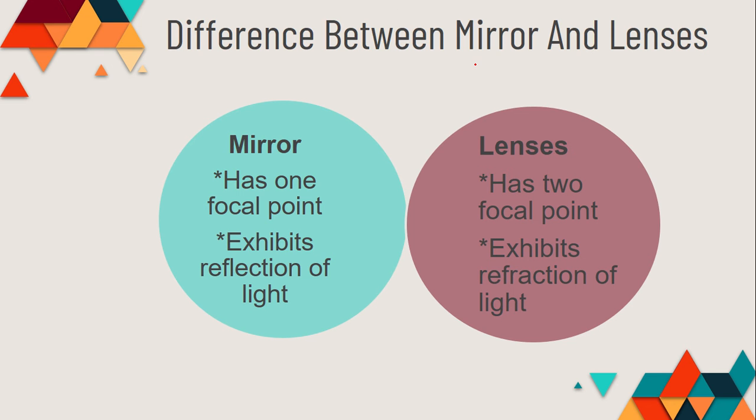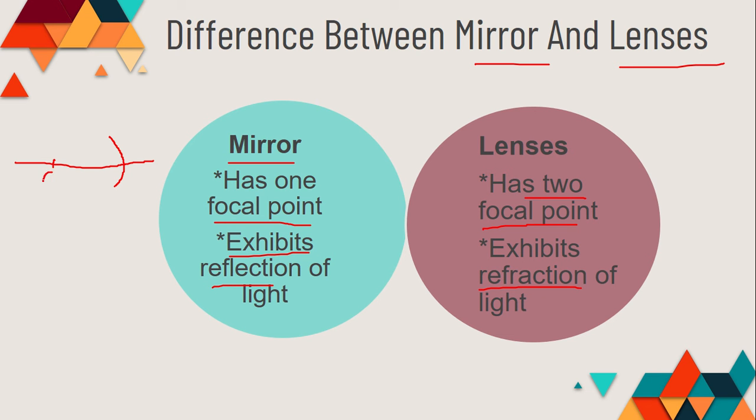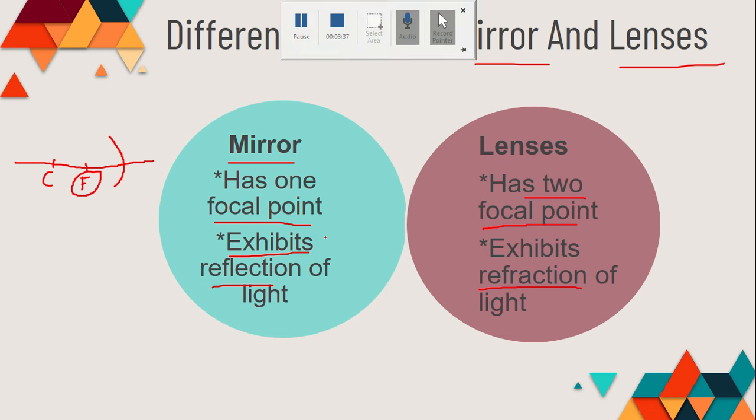Now, what is the difference between mirror and lenses? So ano ba pinagkaiba nila? Mirror has one focal point, while lenses has two focal points. Mirror exhibits reflection, while lenses exhibit refraction. So mirror, di ba, sa ating ray diagram, we have the principal axis, we have for example a concave mirror, meron tayo ditong center of curvature, and we have the focal point. Makikita nyo dito, we have one focal point lang. It exhibits reflection of light.